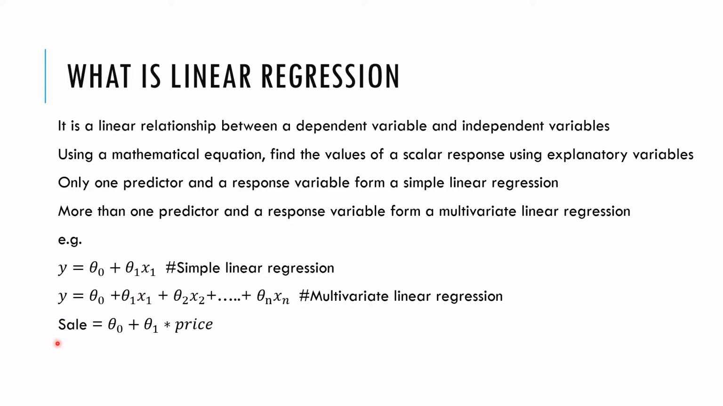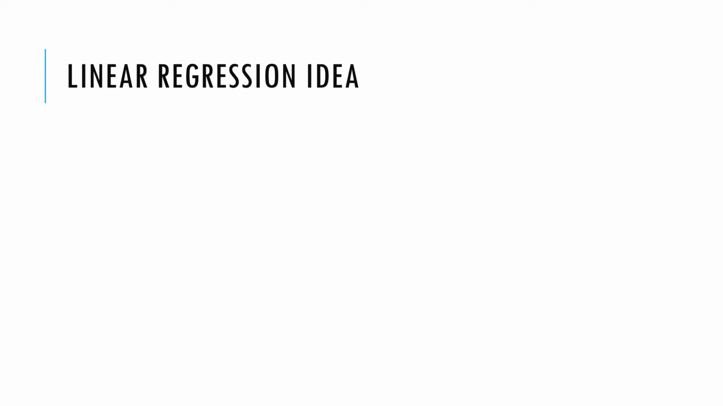For example, if you want to predict the sale and your independent variable is price, then the equation could be theta 0 + theta 1 into price. Now for multivariate linear regression, you can add one or multiple variables. So this equation is the same, plus we have added one more independent variable, which is the number of customers. So this becomes multivariate.